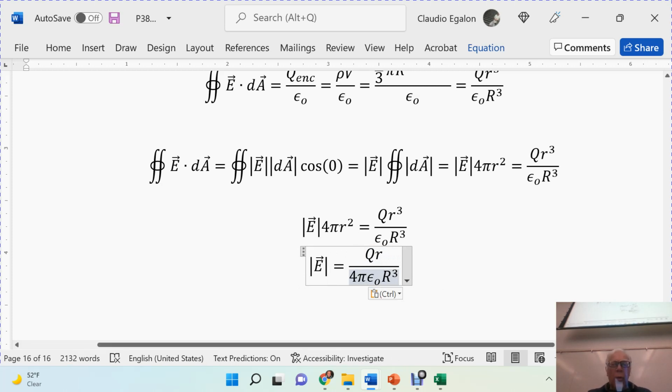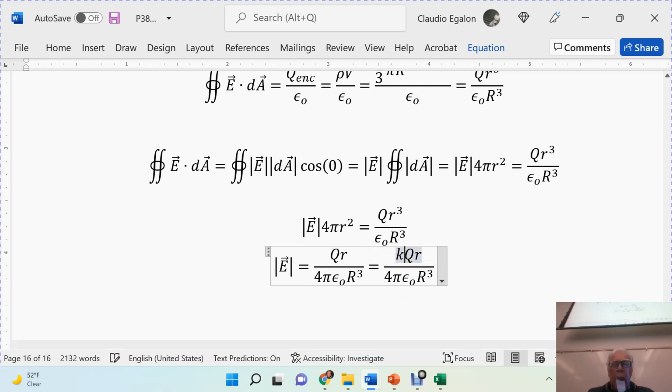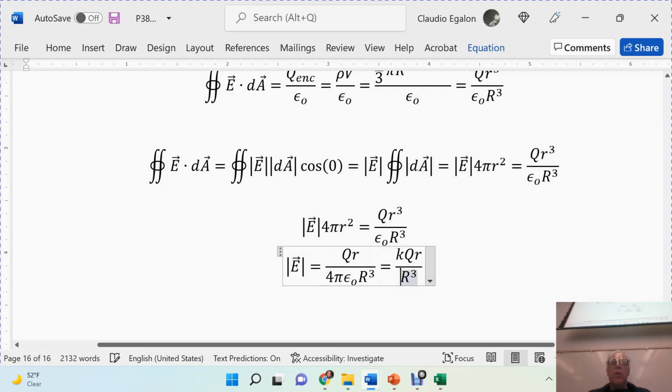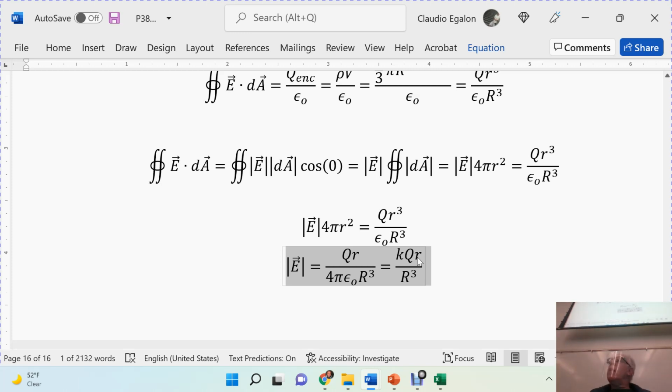I'm going to rewrite that in a simpler way: k Q lowercase r over R cubed, like that. So that's what happens to the electric field. The electric field inside the sphere increases linearly. You go outside the sphere, it decreases.